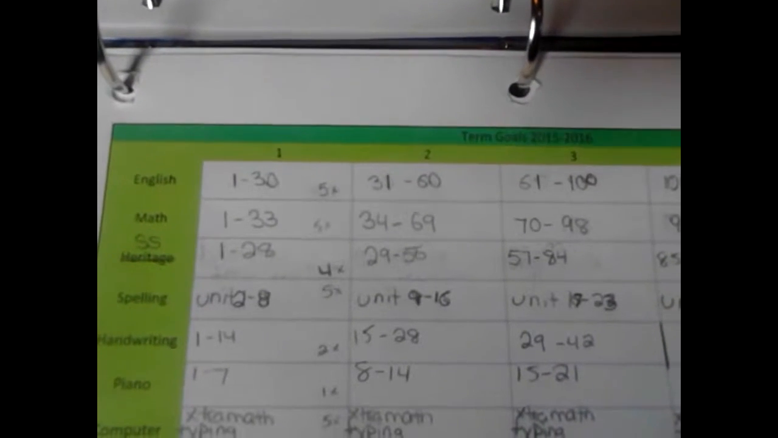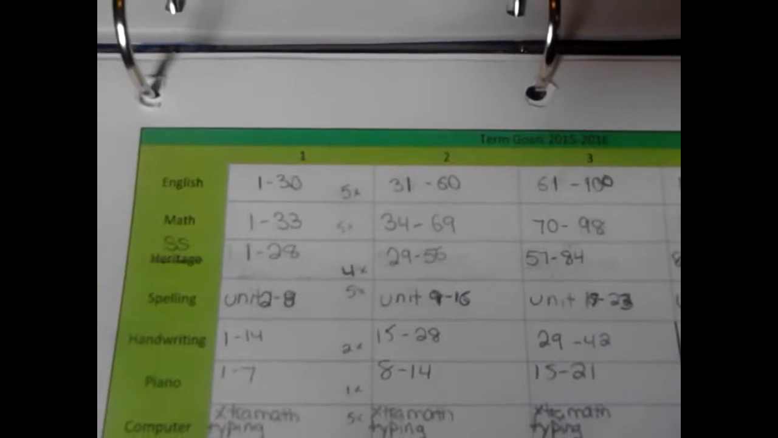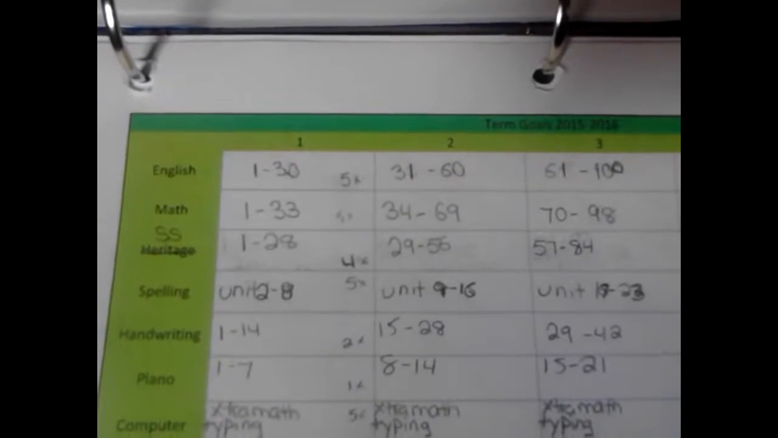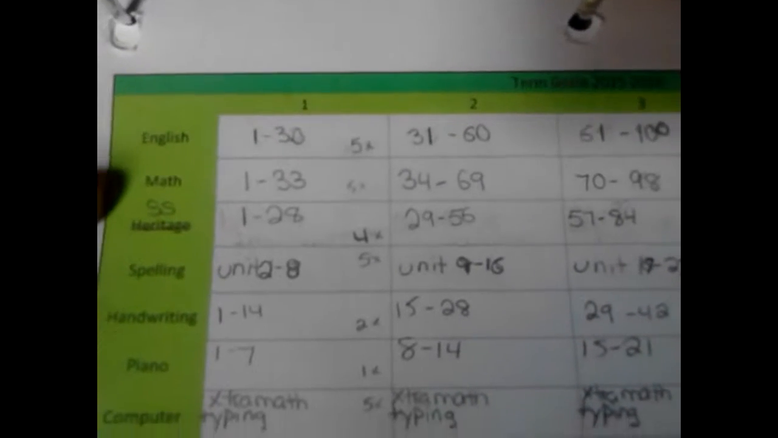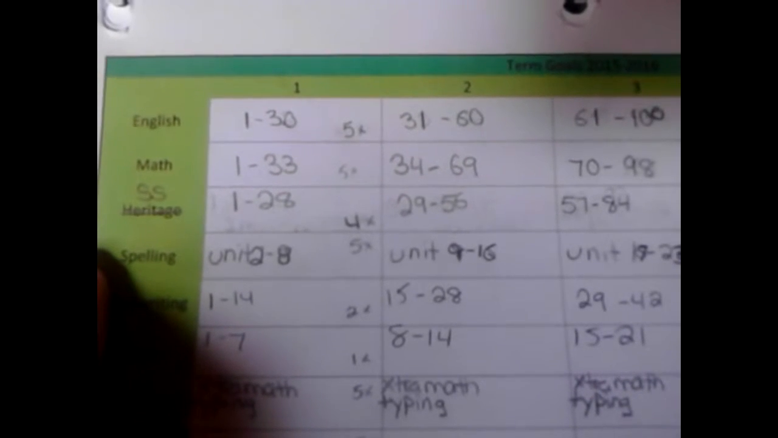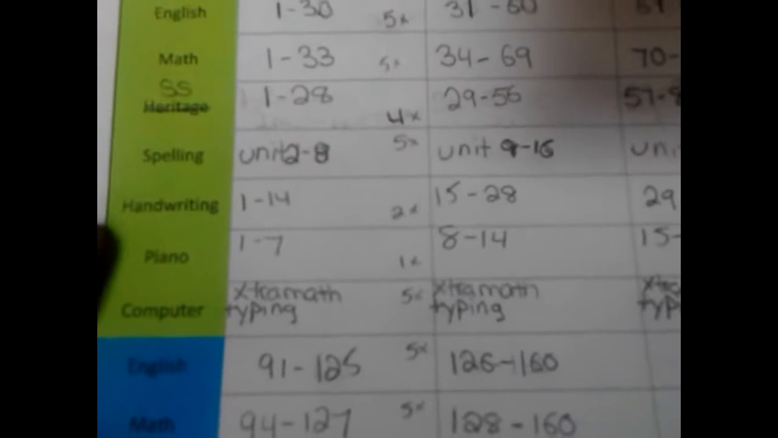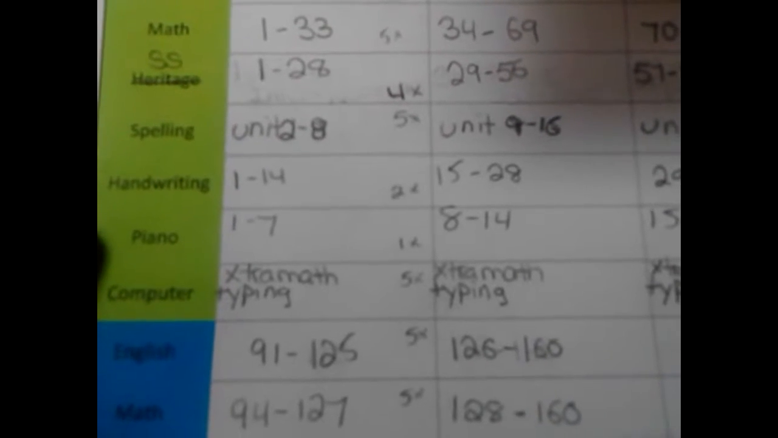Now remember, my terms are 7 weeks apiece. If I did it 4 times a week, I would get 28 lessons done. So I'm actually scheduling it for 5 times a week, approximately. So most weeks we'll be doing English for Rebecca 5 times a week. Same thing with math. Social studies ended up being 4 times a week. So this helps me when I'm going to schedule my weeks out, how often I need to do it. Handwriting I'm doing 2 times a week. Piano is 1 time a week.